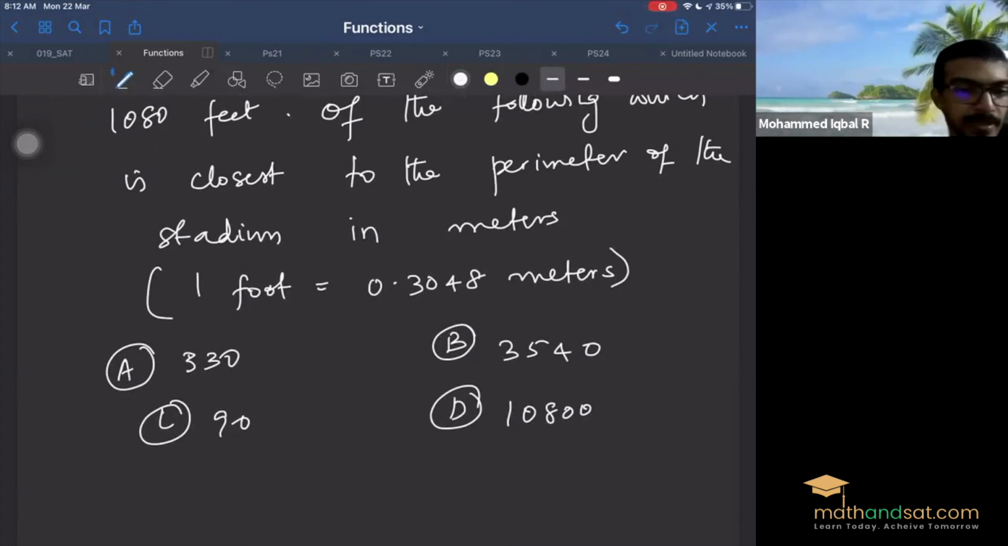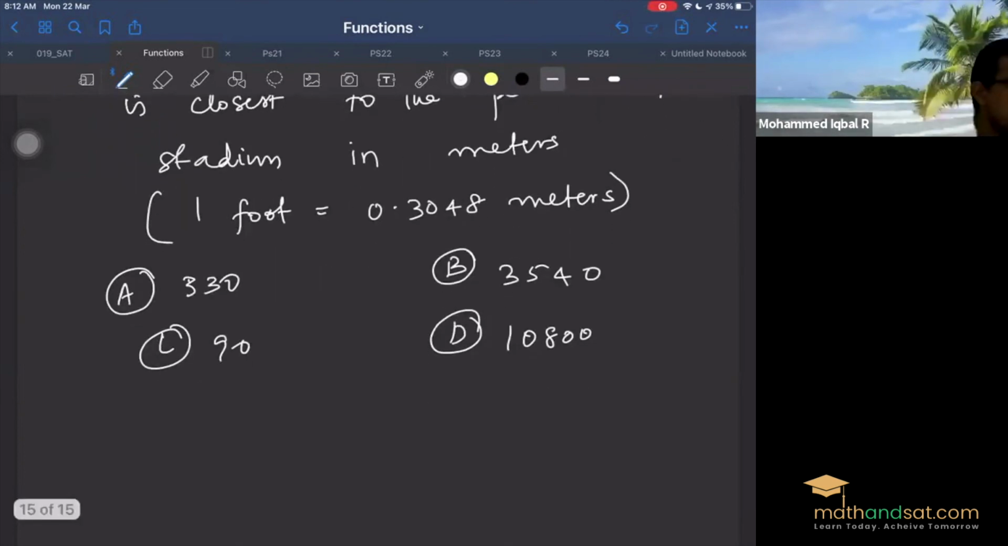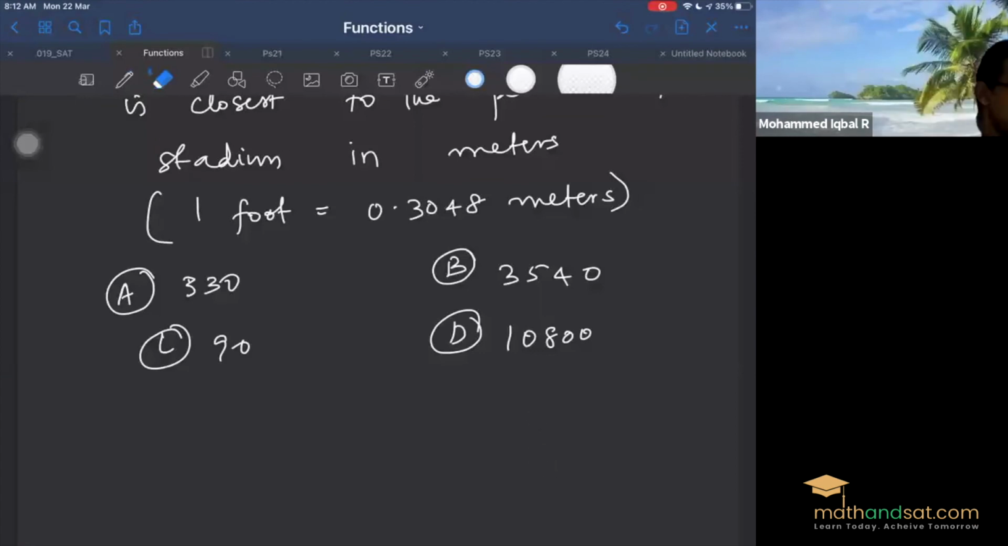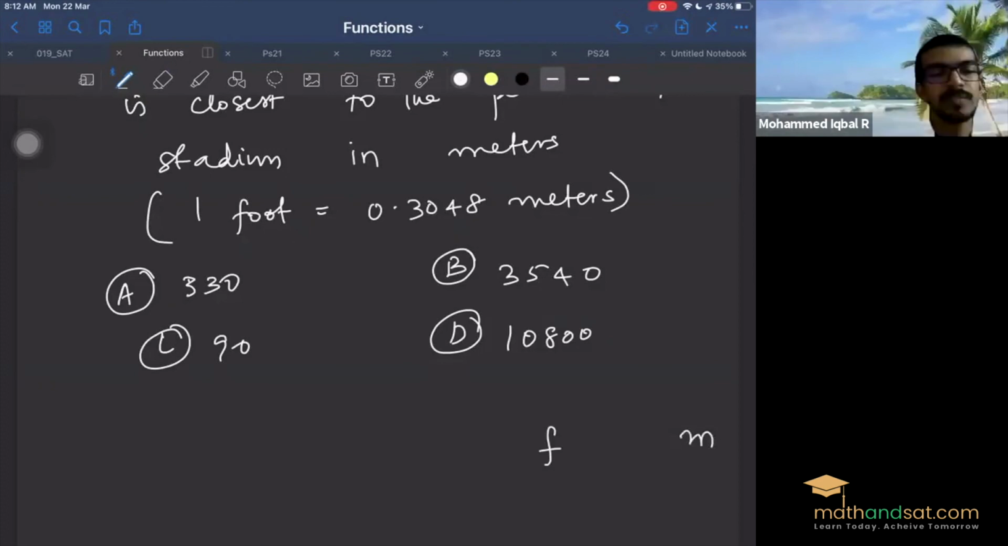Yes, Olivia, the answer is right. Can you also give me an expression for the relationship between the same perimeter measured in feet and meters? Say the same distance measured in feet and meters. What will be the relationship between F and M? Can you tell me that as well?